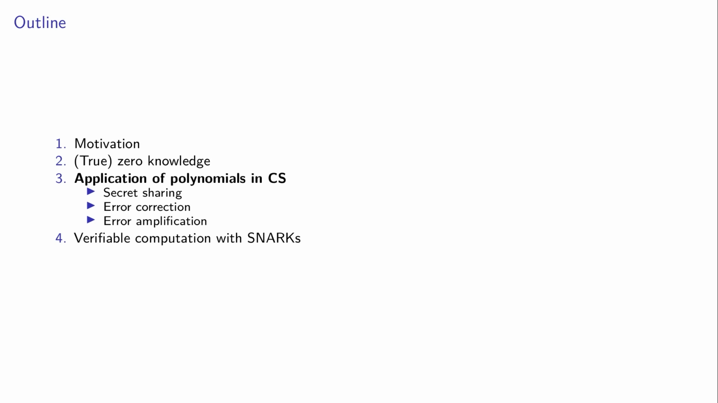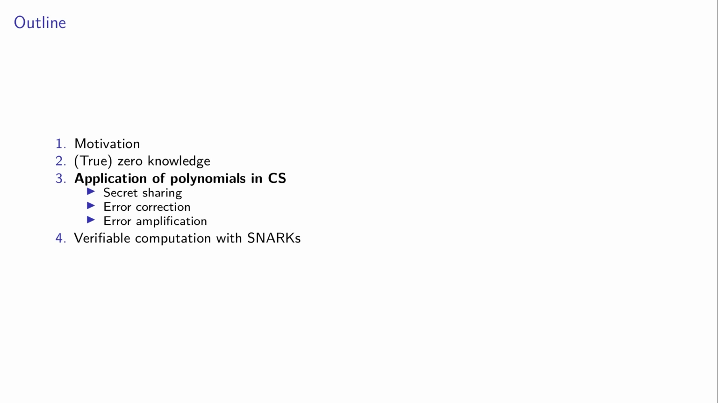In this third part, I will be talking about the application of polynomials in computer science. I will be using three different examples: secret sharing, error correction, and error amplification, which is sort of an introduction into the fourth part, which relies heavily on polynomials. So I think these examples are an interesting way to learn about the use of polynomials.